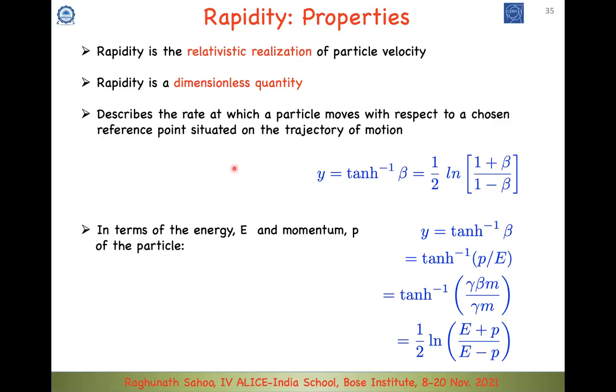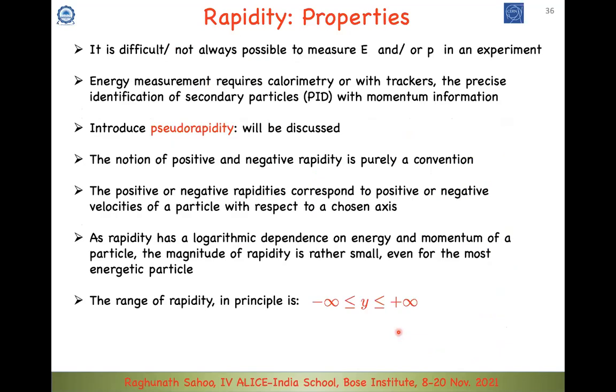So this describes the rate at which the particle moves with respect to a chosen reference frame situated on the trajectory of the motion. Earlier we defined y as tanh inverse of beta. This was from the definition. Then exploiting the properties of the tanh function, I could write it as half of log (1 plus beta) divided by (1 minus beta). And in terms of the energy and momentum, I could write half log (E plus P) divided by (E minus P).